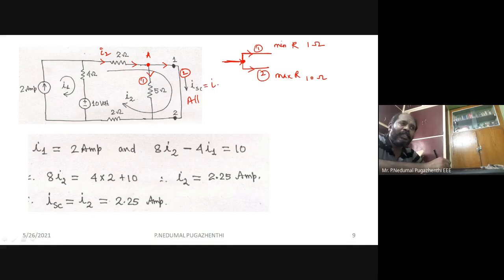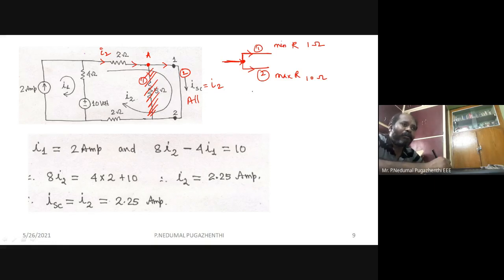So I can say ISC is equal to I2. So in this diagram, virtually there is no 5 ohm resistor connected. Even though it is connected, it will not have a current passing through that. The 5 ohm will not carry current.